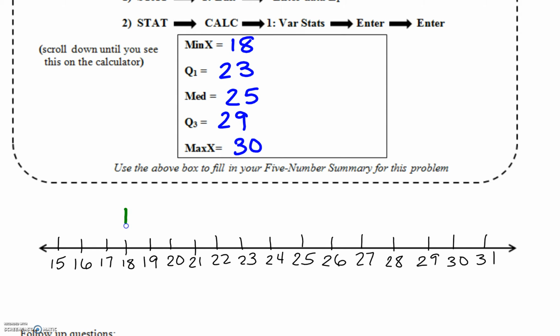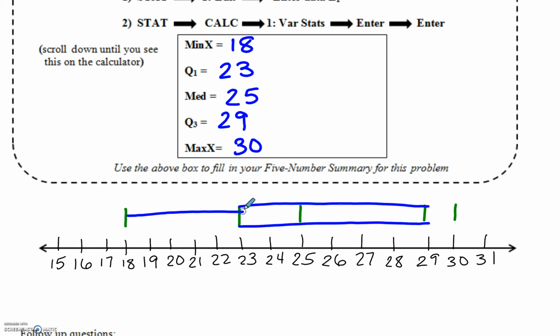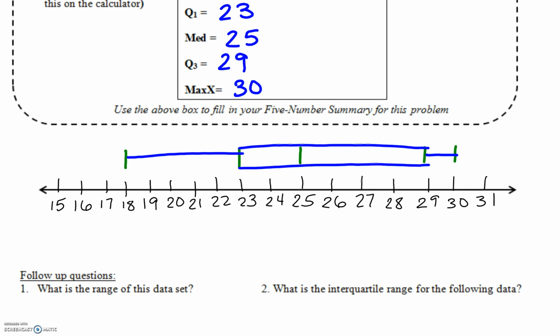And we're going to locate the 5 numbers that we need. Our minimum was 18. The Q1 is 23. The median is 25. Q3 is 29. And then the max is 30. So we're going to put a box from Q1 to Q3, and then we're going to extend the whisker part from the minimum to Q1 and then Q3 to the max.